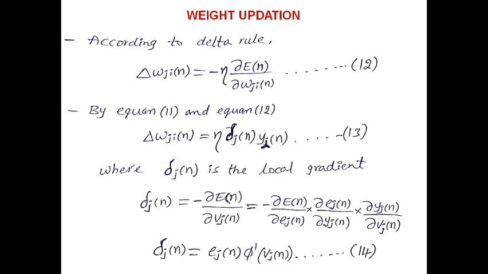Why is this δj(n) called the local gradient, and why is yi(n) not included in this local gradient? The learning rate parameter we need to provide, and yi(n) is the input. The remaining terms we need to get from the network only. That's why yi(n) is input, the learning rate parameter will decide, and δj(n) we need to calculate from this equation to get that change in weight.